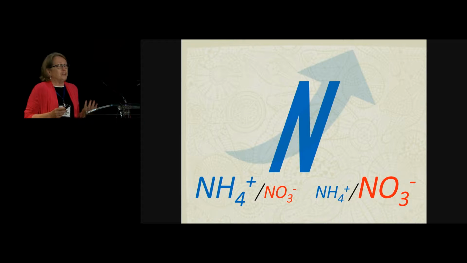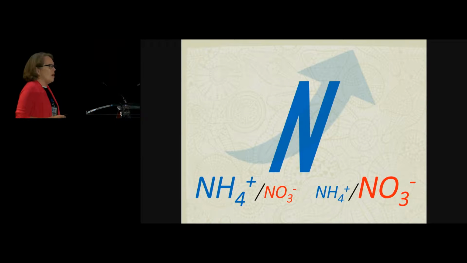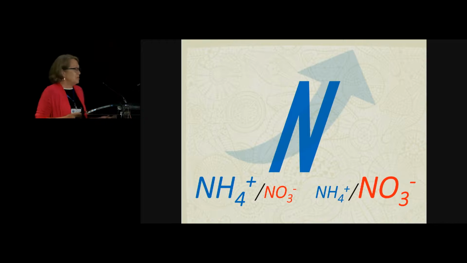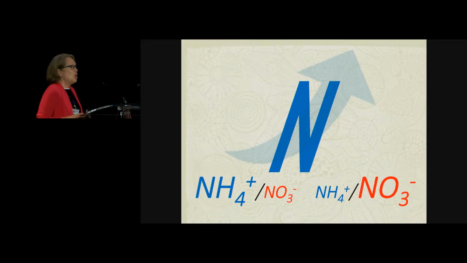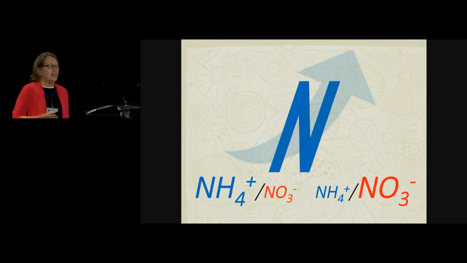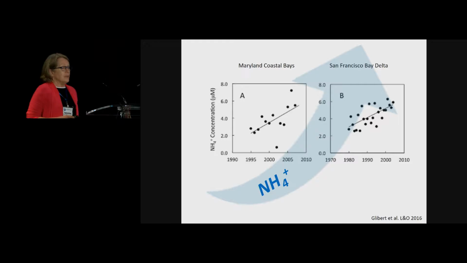So we know that we are enriching freshwater, marine waters, and coastal systems with lots of nutrients, but as we enrich with nutrients, we aren't necessarily enriching with the same type of nitrogen. So the gradient from chemically reduced to chemically oxidized nitrogen can change. For example, in Maryland coastal bays, we've seen a large increase in ammonium concentration over time. Same is true for San Francisco Bay Delta.